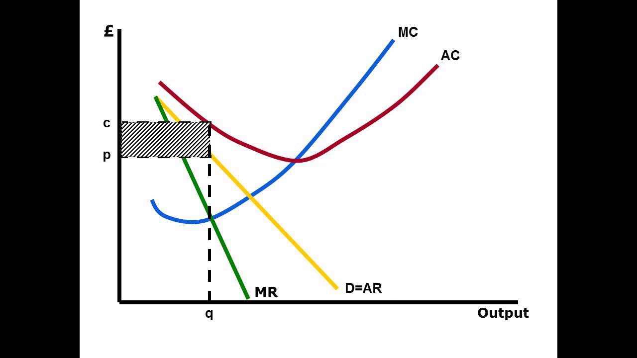These are the diagrams both for the short run and the long run. Because there are high barriers to entry, new firms can't join, so the monopoly can sustain their supernormal profit or continue making a loss into the long run.